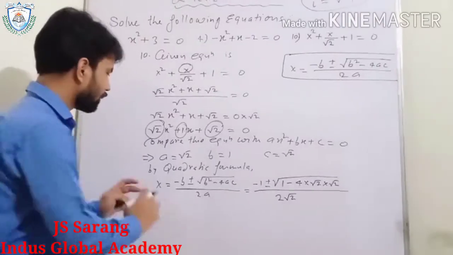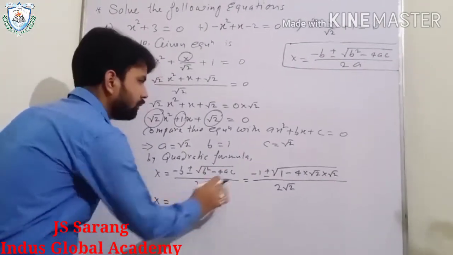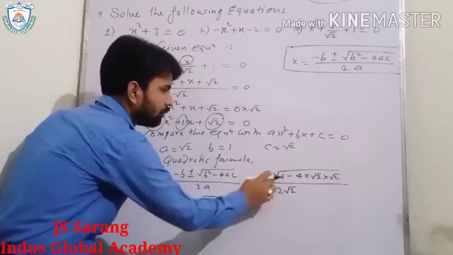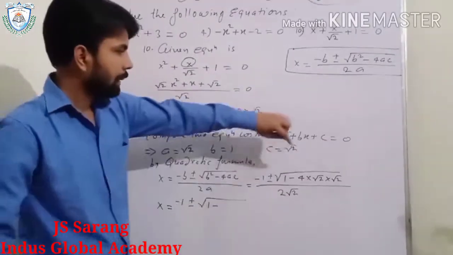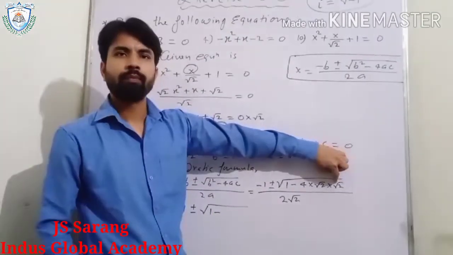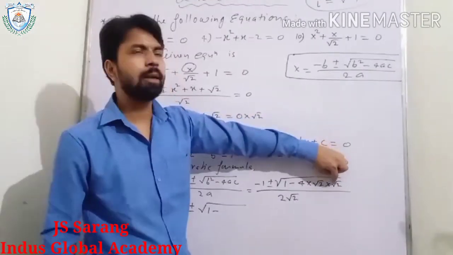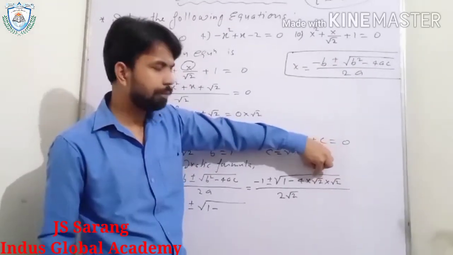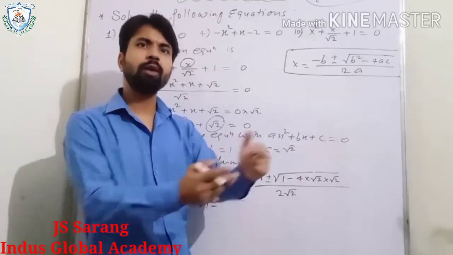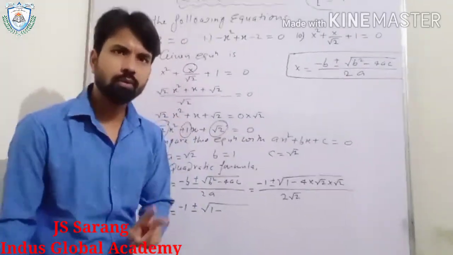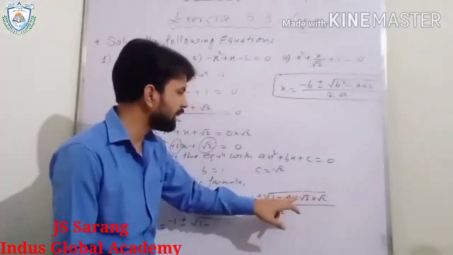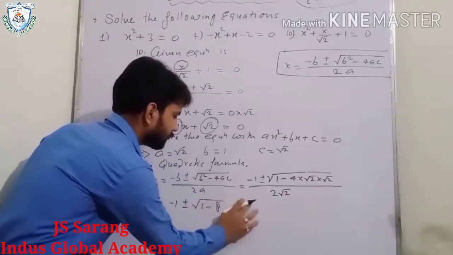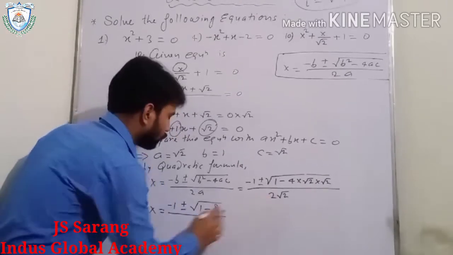Clear? Now see, x equal to minus 1 will remain same plus minus under root 1 minus root 2 into root 2. Square root 2 is multiplied by square root 2. So the answer will be 2. The symbol of square root will be removed. We know that square root 2 into square root 2 equals 2. That 2 is multiplied by 4. So 4 2s are 8 upon 2 root 2.